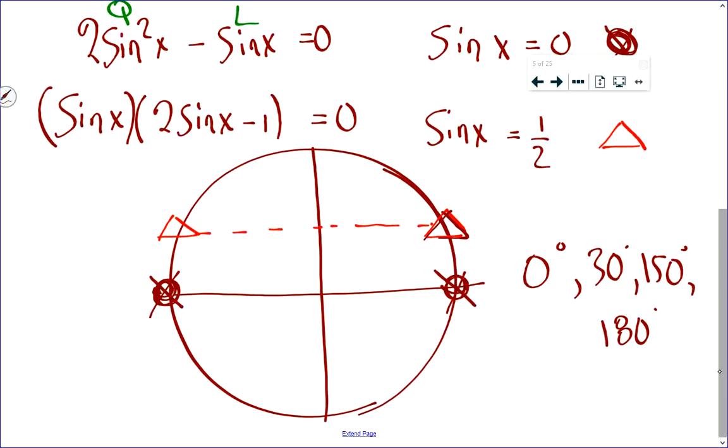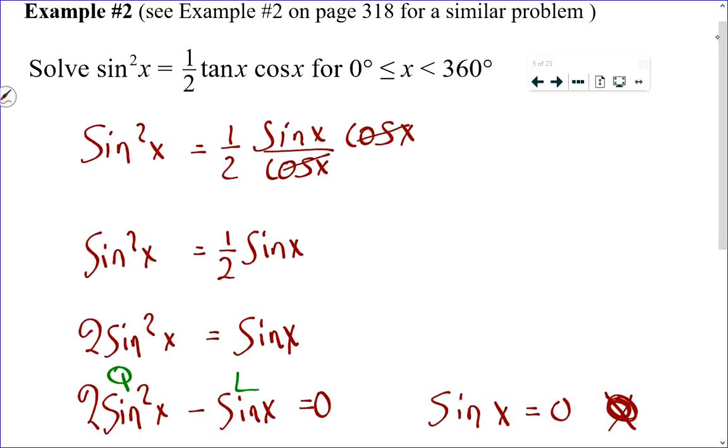Okay. We need to check something, and if I didn't check it, we would still get the right answer. But because there is a cos of x in the denominator of the original equation, there are non-permissible values.